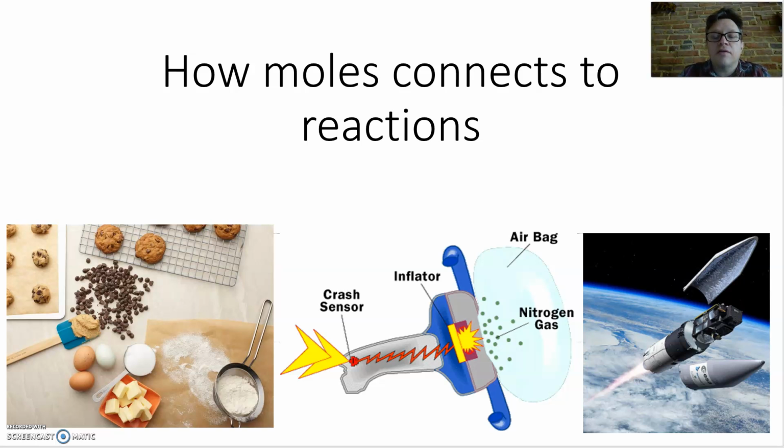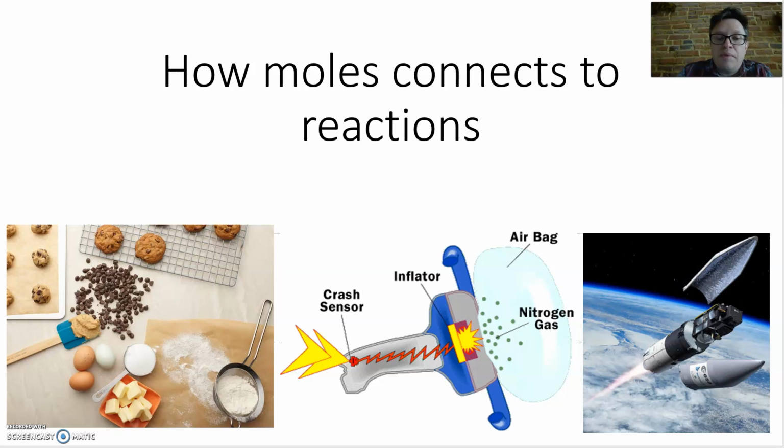Hi everyone, this screencast is meant to be a brief introduction to the packet on mole ratios. This is a way to connect mole calculations to real life things, namely how reactions work. Down below I've got 3 pictures to exemplify some ways that working with reactions and mole ratios is helpful for important real life things.